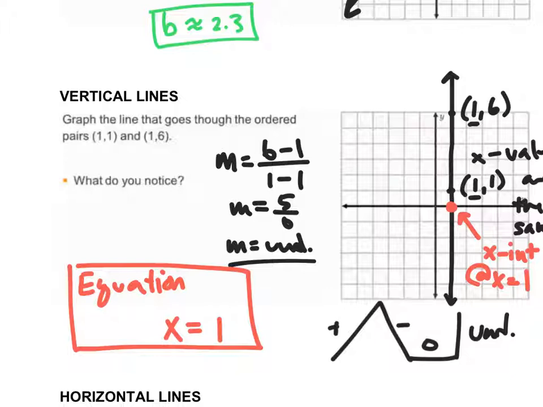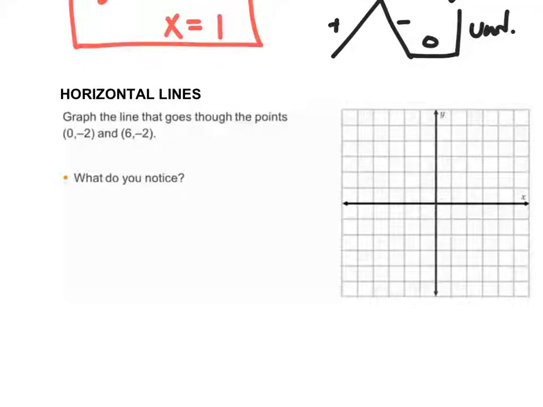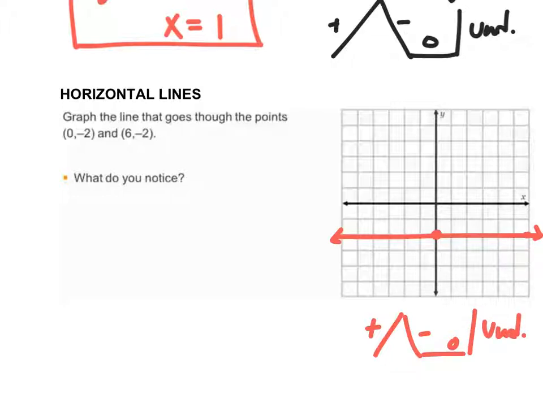We also have horizontal lines. Now horizontal lines, let's take a look at that. We got the point 0, -2. That point there. And then the 6, -2. Now if I graph these lines, notice, remember we have positive slope, negative slope, zero slope, or undefined slope.